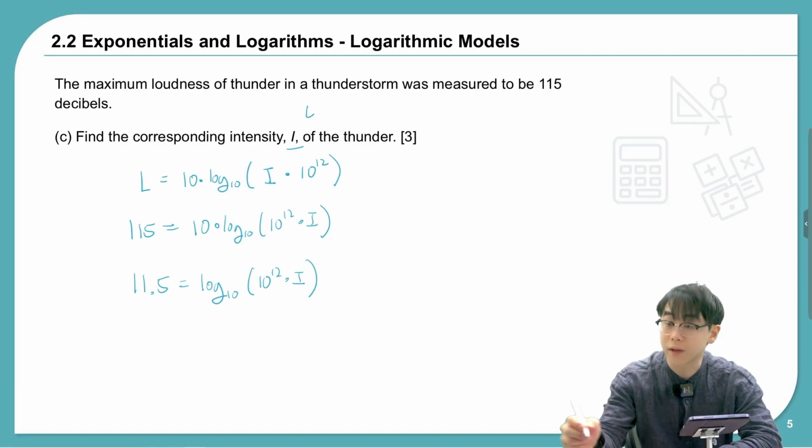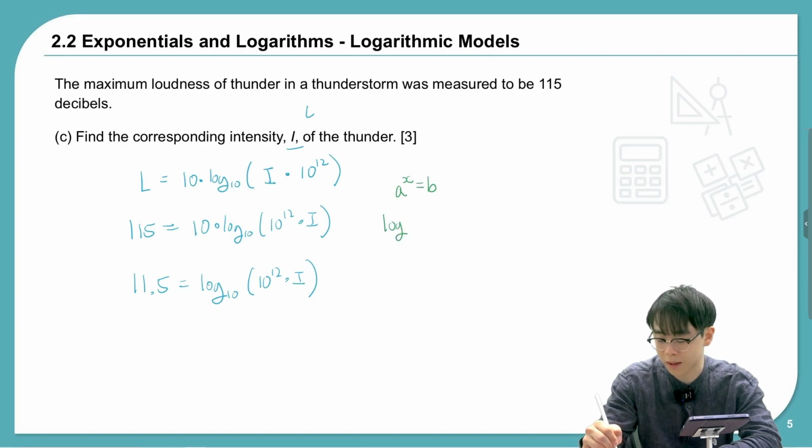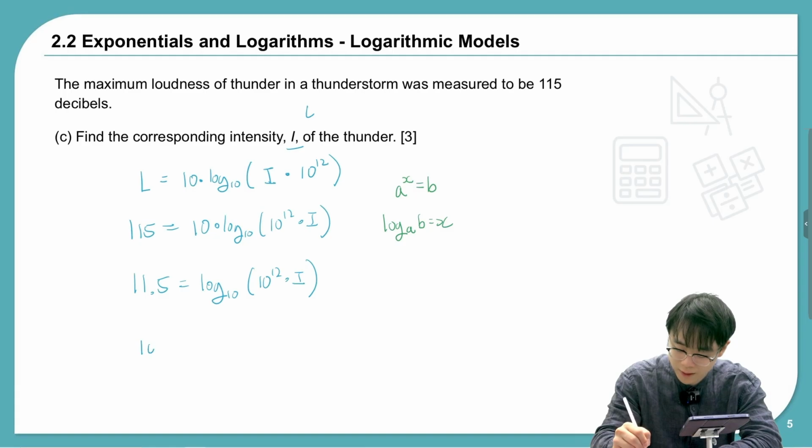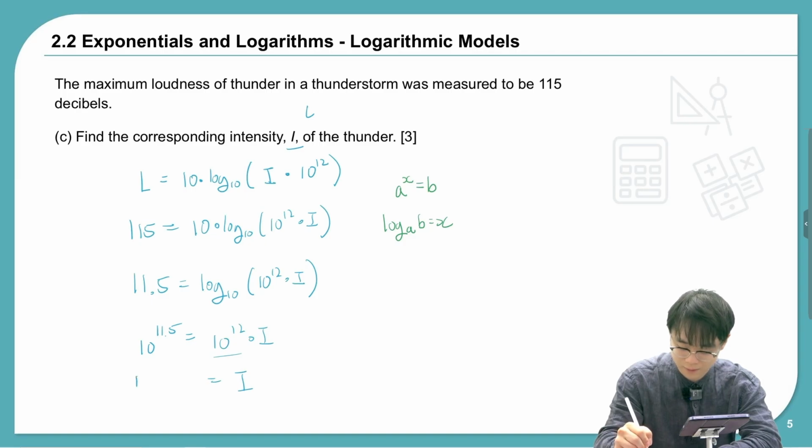Okay, now, if we use our knowledge of how a to the power of x equals b, this exponential relationship can be written as log base a of b equals x. So if you use that, since our base is 10, we have 10 to the power of 11.5 is equal to 10 to the power of 12 times I. So I will now be this divided by this, so we'd have 10 to the power of 11.5 all over 10 to the power of 12.